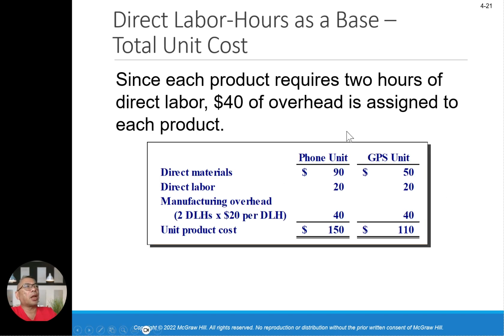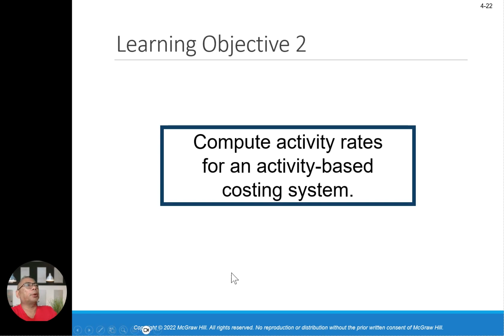Since each product requires 2 hours of direct labor, $40 overhead is assigned to each product. So per unit here, phone and GPS. For the phone you've got 90, 20, 40, so you've got 150 unit cost. GPS with 50, 20, overhead 40, so 110. This is how you do the calculation.